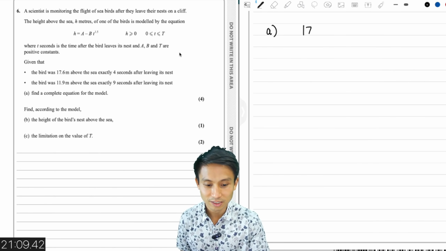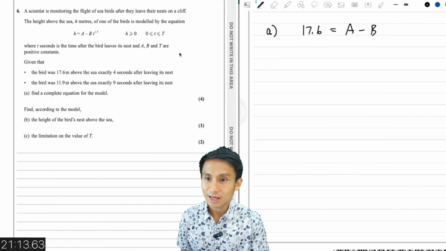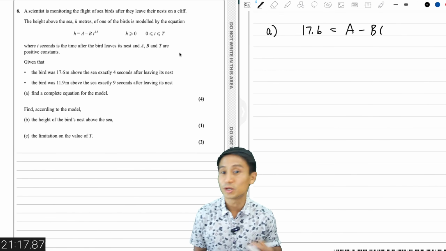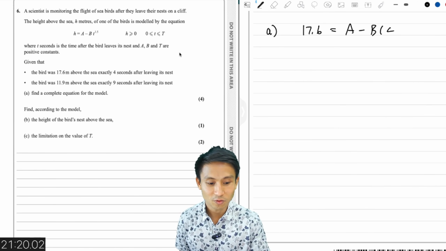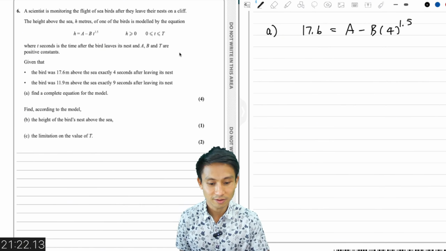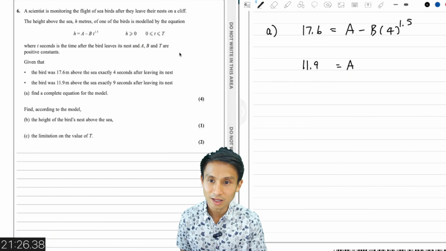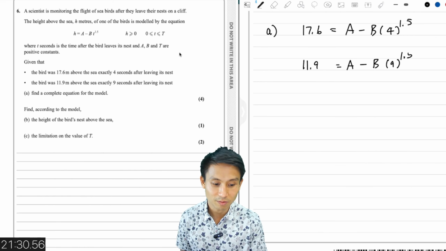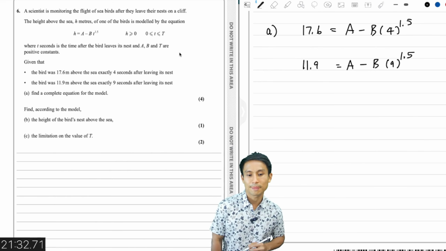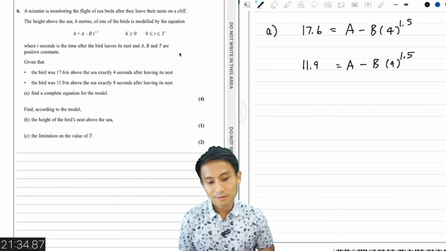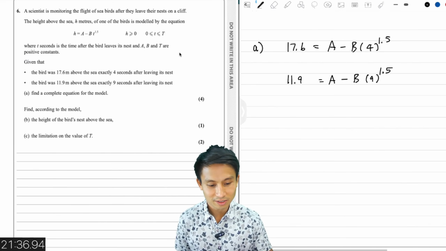Yeah, so it's 17.6 equals a minus b times t, and this is actually not exponential, it's polynomial, sorry: 4 to the power of 1.5. And the other one is 11.9 equals a minus b times 9 to the power of 1.5. All right, let's see. Yeah, I think we can surely subtract the equations in this case.